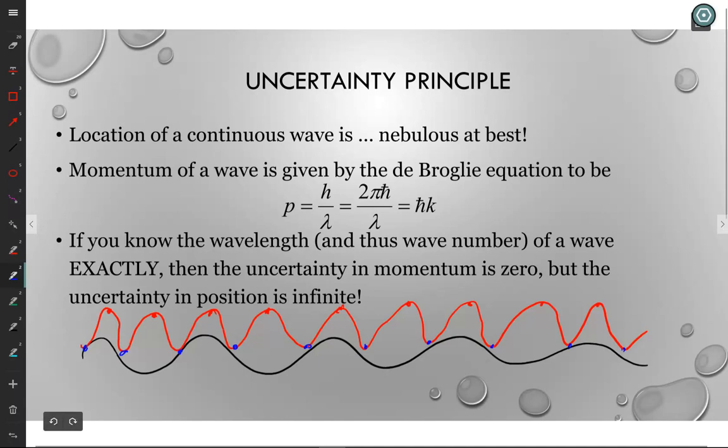But there's an infinite number of those, and if I ask you where is it, you can't even say, oh, it's more likely in this region than this region. You can only say, well, it's more likely at these points than anywhere else. So your uncertainty on its position is infinite. You have no idea where it is if you know exactly what its wavelength is.